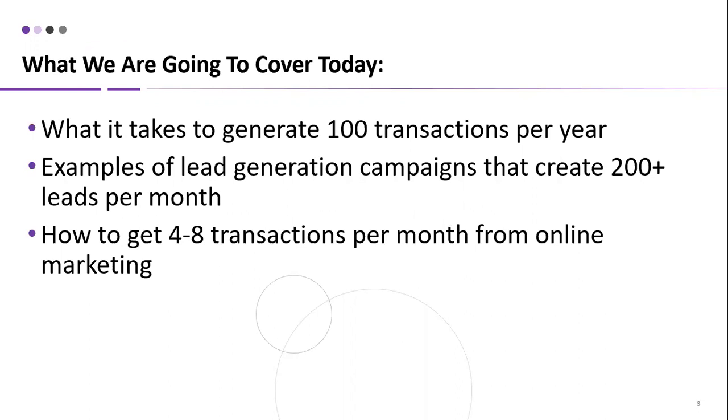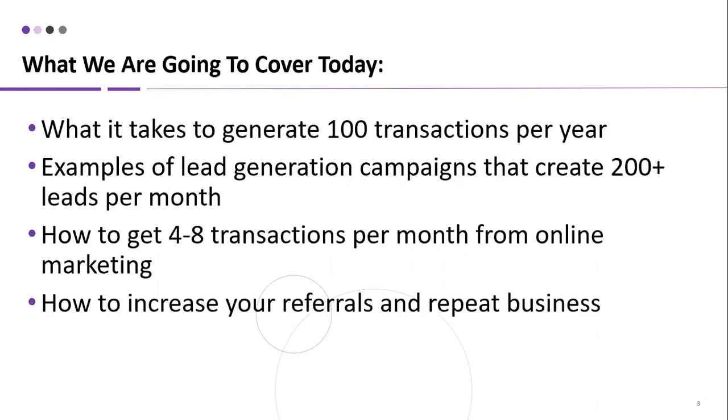Next, I'm going to show you how to get 4 to 8 transactions per month from just your online marketing. This is where you start getting into that elite level. When you're starting to produce these kinds of transactions, there's a snowball effect where that snowball just gains mass as it continues to roll. You'll see that as we progress through today's webinar. And lastly, I'm also going to show you how to increase your referrals and your repeat business, because that's a very important component of this as well.